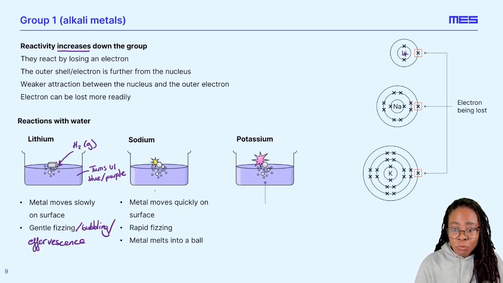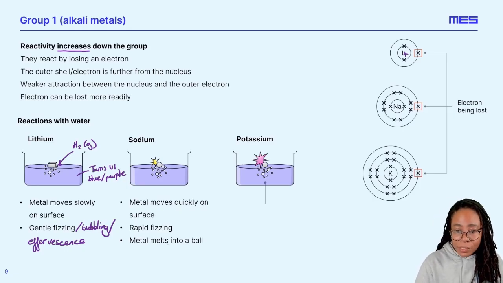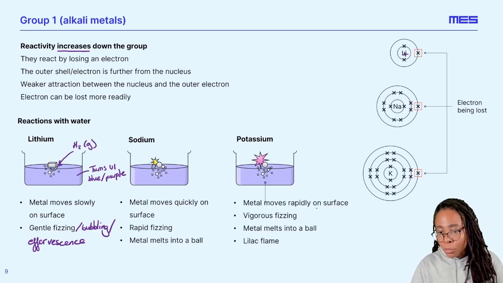For sodium, more reactive, we are going to see the metal move more quickly over the surface. We're going to see more rapid fizzing or bubbling or effervescence, and the metal is going to melt into a ball, as this is an exothermic reaction, and so the heat energy released is enough to melt the metal into a ball.